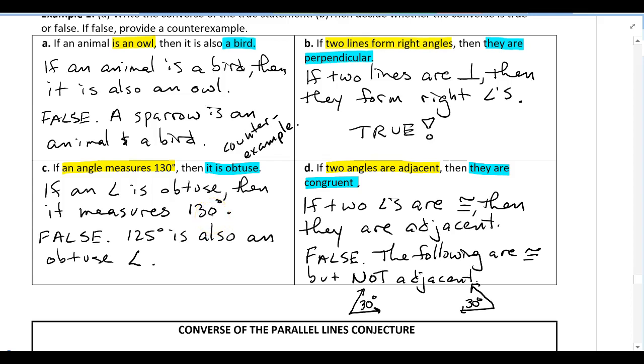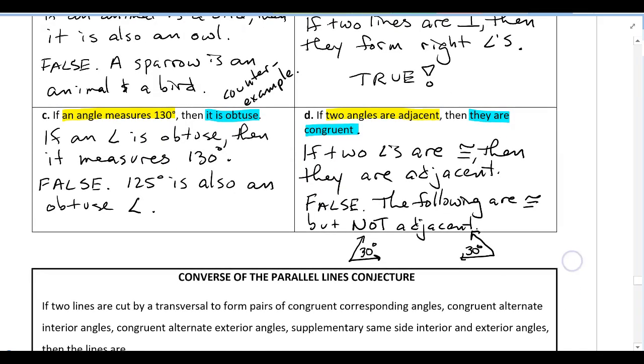Part C, if an angle is obtuse, then it measures 130 degrees. So that's false because not every obtuse angle measures 130 degrees, and that's what this statement says. For example, a counterexample, 125 degrees is also an obtuse angle. Again, our counterexample. And part D, if 2 angles are congruent, then they are adjacent. Okay, that is false as well. The following are congruent but not adjacent. So I have a 30-degree angle on the left and a 30-degree angle on the right. Again, they are congruent but not adjacent.